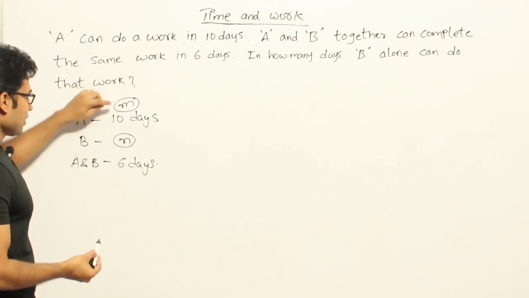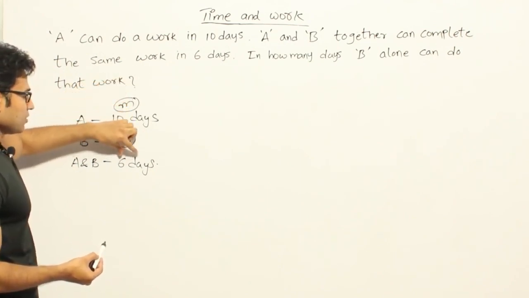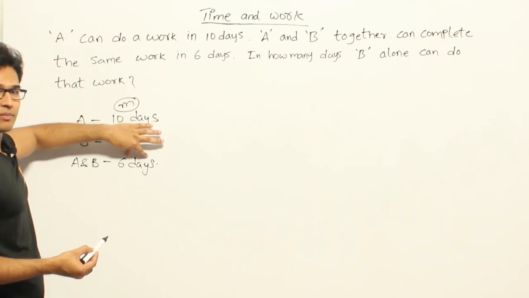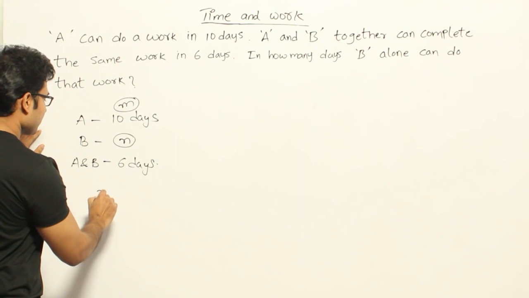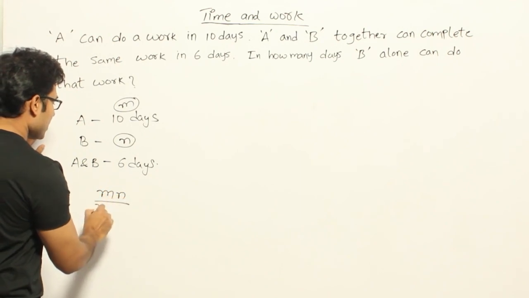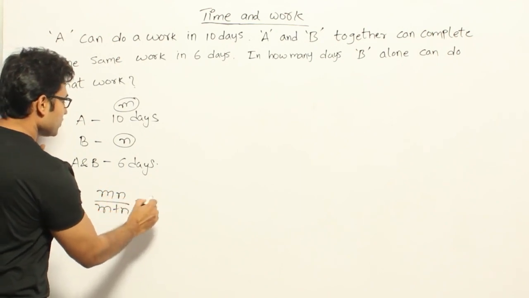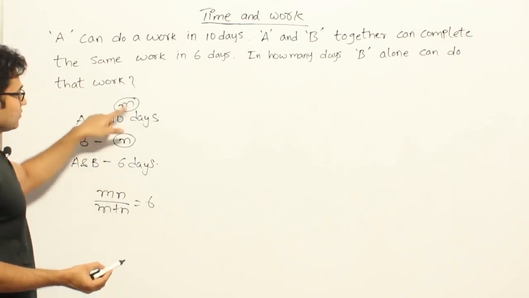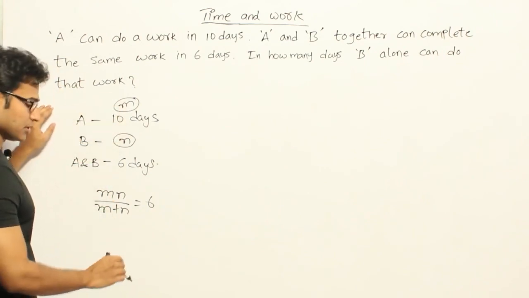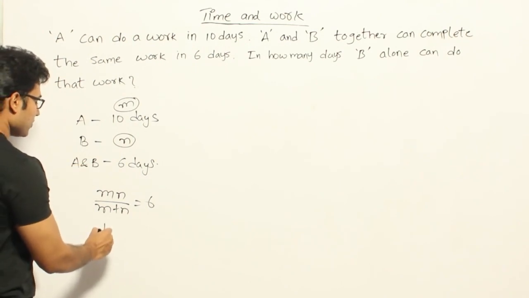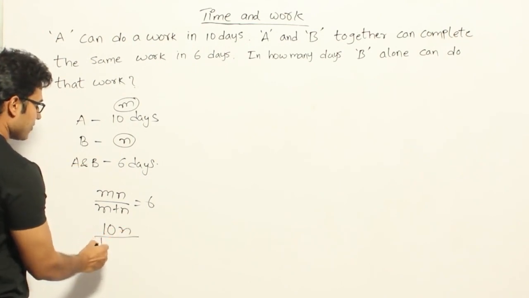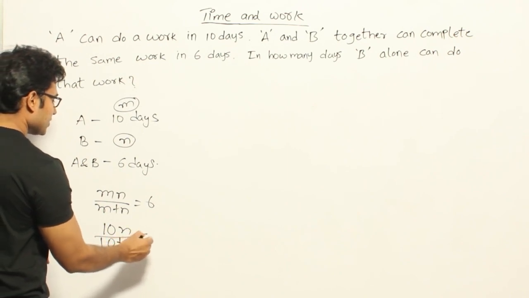Now in case you have used this M and N, and if you try to derive the total number of days required by A and B to finish it together, then you know that it is going to be product by sum, which means M into N by M plus N should be equal to 6 days, right? This we have already derived. Now in place of M you can substitute 10, therefore it is going to be 10N divided by 10 plus N is equal to 6.